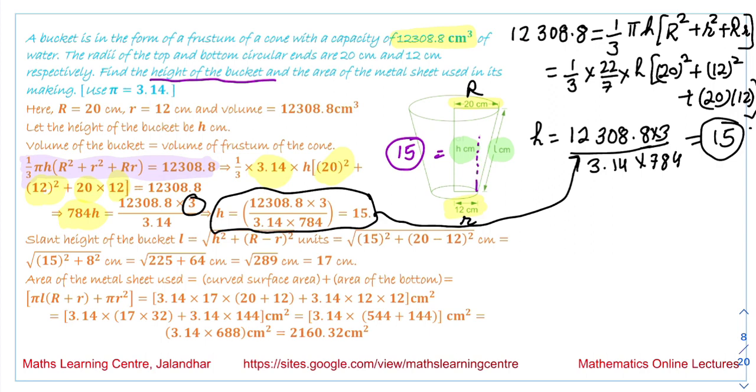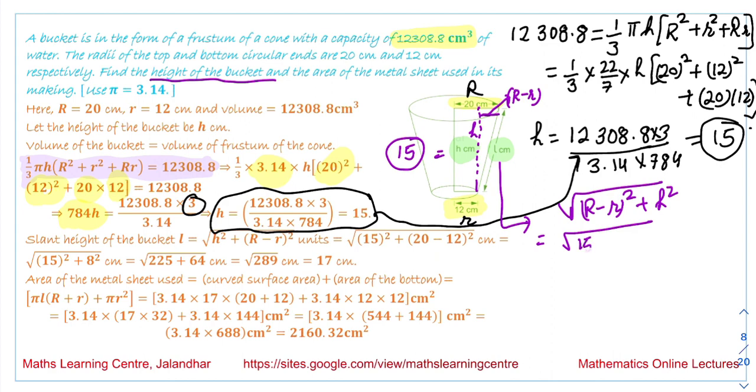So the formula for L, how we have derived, we have drawn the perpendicular. This is h, and this value is capital R minus small r. So the formula for L is the square root of (capital R minus small r) square plus h square. When we substitute these values, the answer we get is the square root of 15 square plus 8 square, that is equal to the square root of 225 plus 64, which is 289, and that is equal to 17 centimeters. So this is the value of L that we have. It is the slant height, 17 centimeters.